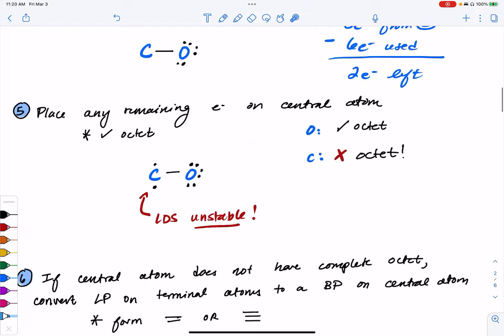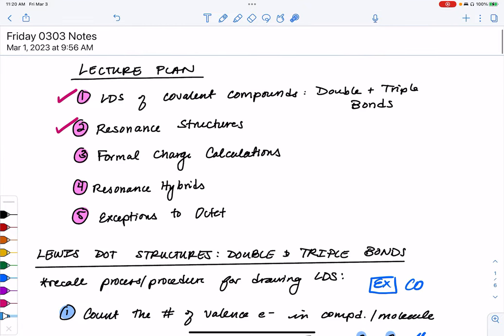Okay, let's see here. We are not going to talk about resonance hybrids or exceptions to octet today, so this will be a conversation that we save for Monday or even for our workshop on Tuesday.